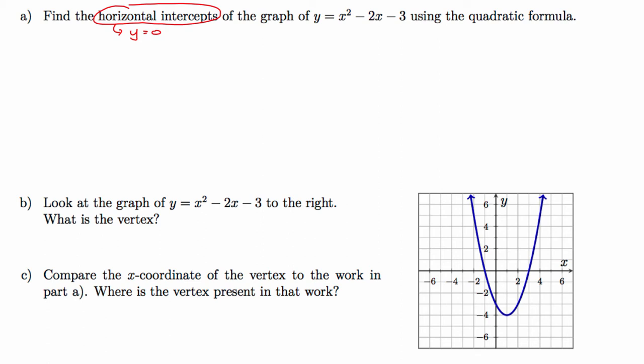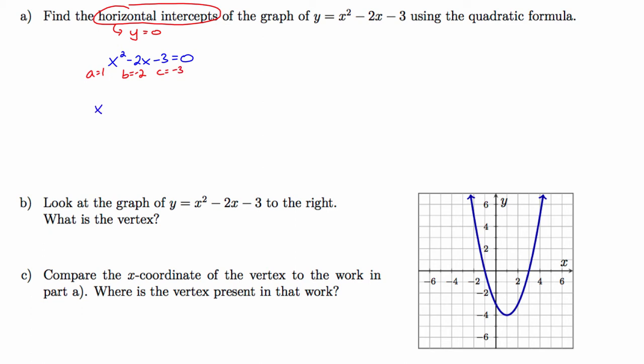So taking our equation, y equals x squared minus 2x minus 3, and setting the y value equal to 0, would give us the equation we need to solve, x squared minus 2x minus 3 equals 0. To solve this using the quadratic formula, we need to make sure the equation is in standard form and set equal to 0, which it is. We need to identify our a, b, and c values. So our a value is 1, our b value is negative 2, and our c value is negative 3, and we'll substitute those into the quadratic formula.